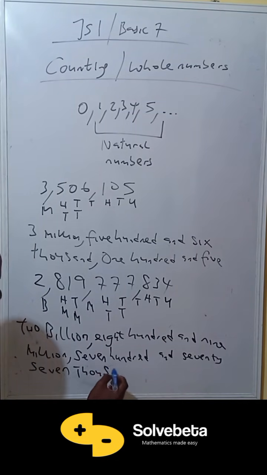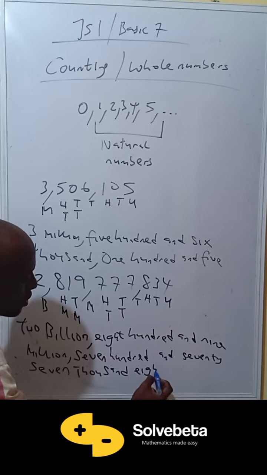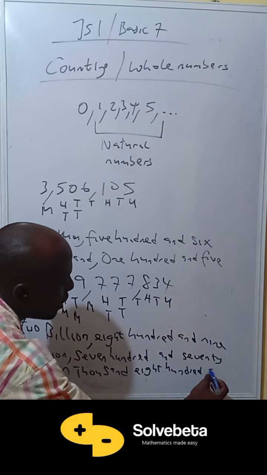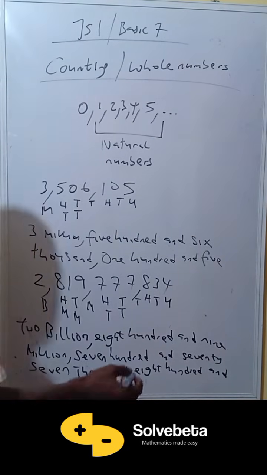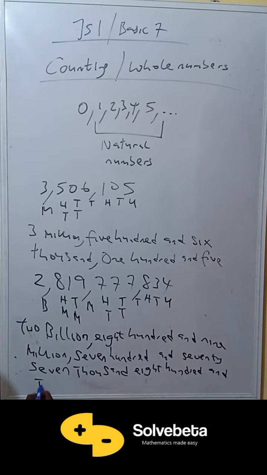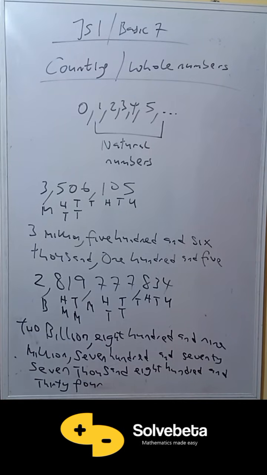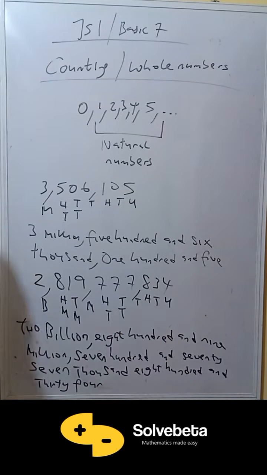777,834. Where do I write this now? Let me manage this please. I hope you can see it. So we have 2,809,777,834.